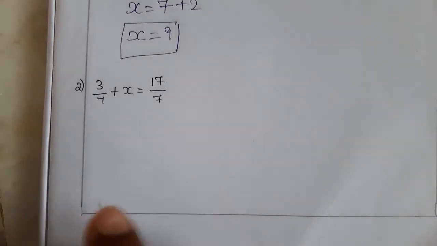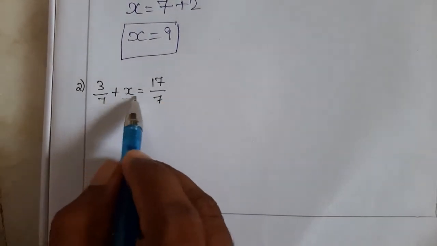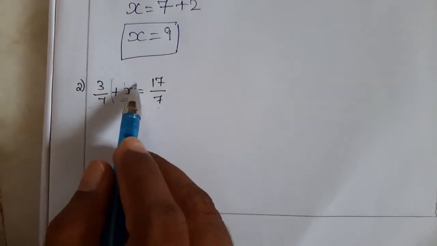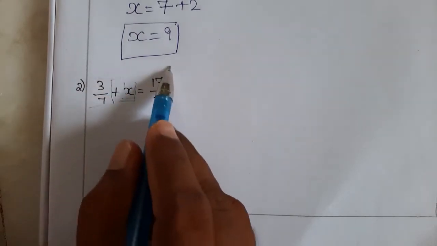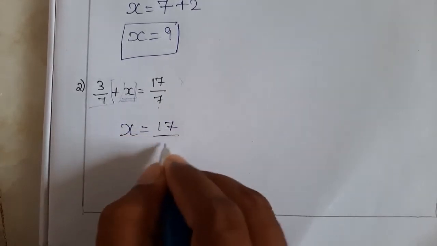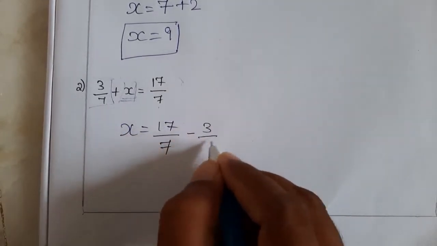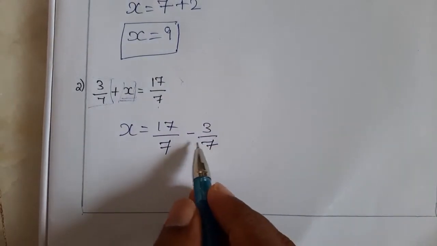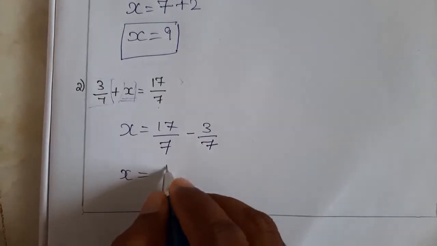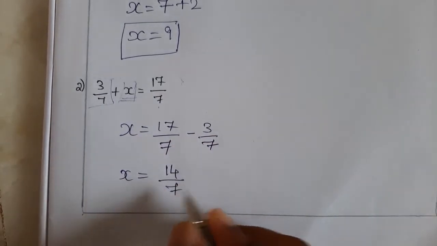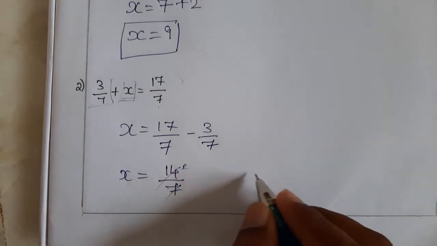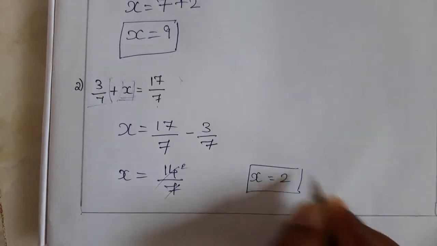The next problem is also the same. You have to move term-wise only. Here the second term is with x and the first term is a number, right? 3 by 7 plus x is equal to 17 by 7. So we need to find the x value. Let me transfer this here. If I bring it here, it will become a subtraction. So x is equal to 17 by 7 minus 3 by 7. The denominators are the same, so without taking the LCM we can subtract the numerators. The numerator is 17 minus 3, which is just 14. 14 by 7, and 14 by 7 has a common factor 7. So 2 times. The value of x is equal to 2.